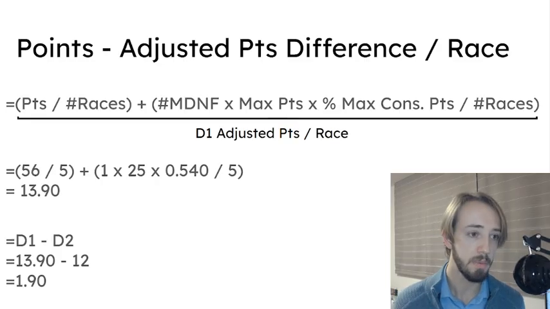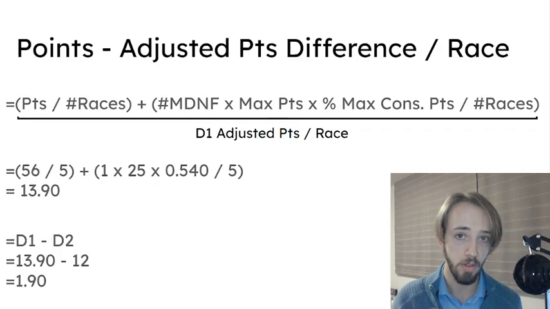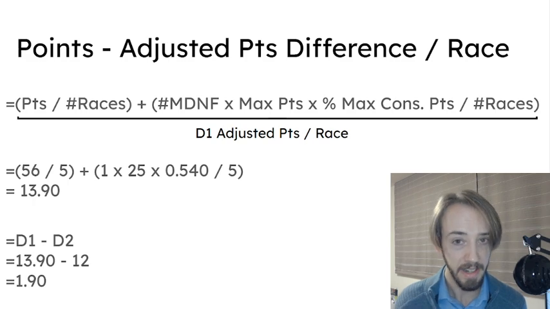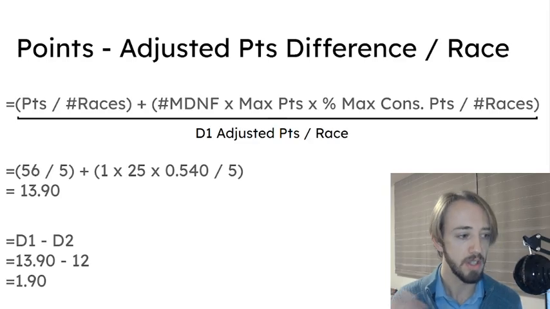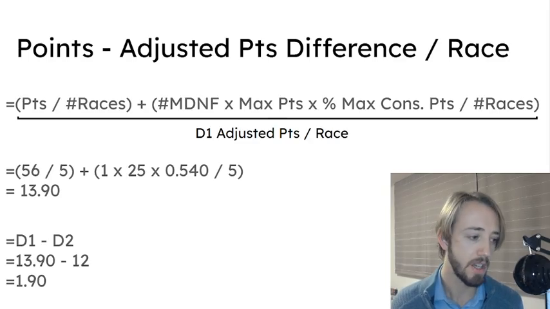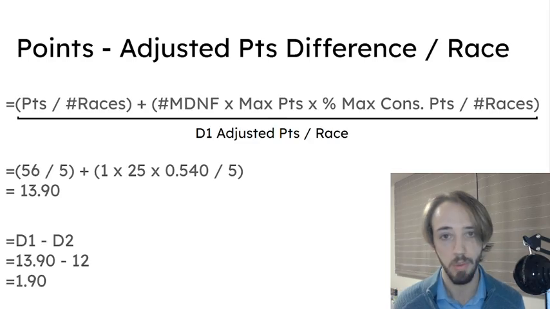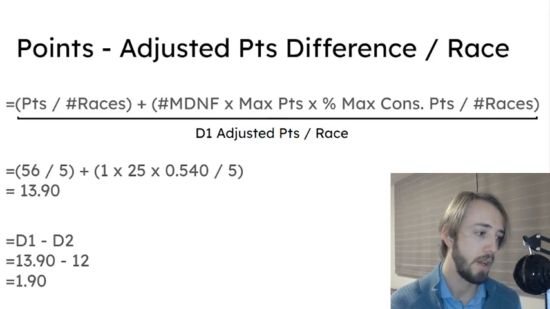Then you take the difference between driver 1 and driver 2, so in our case driver A and driver B, it's 13.9 minus 12. So despite the fact that driver B ended up with more points, remember, he had 60 originally, when you do this adjusted points difference per race, he actually ends up behind the lead driver, driver A. So 13.9 minus 12 equals 1.9.